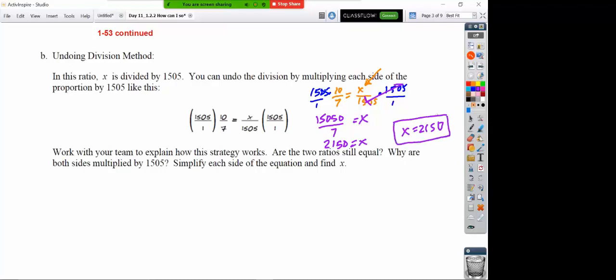So in the context of the problem, I think that was 2,150 minutes or something like that. That is called the undoing division method. We undo the division that was done to our variable x to solve the proportion.